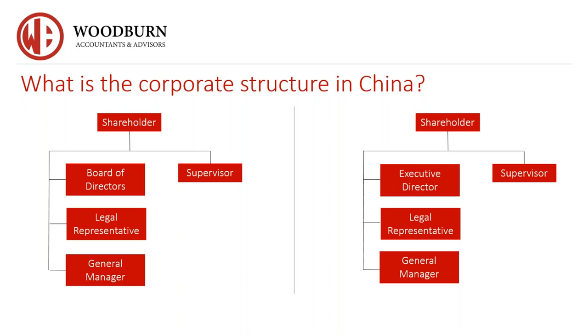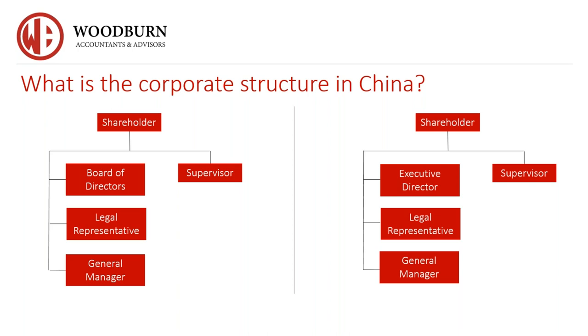So if you are probably a medium to larger size organization, you would probably use the structure on the left-hand side, which has a board of directors. If you are a much leaner, smaller structure, you'll probably use the structure on the right. Why do I say that?